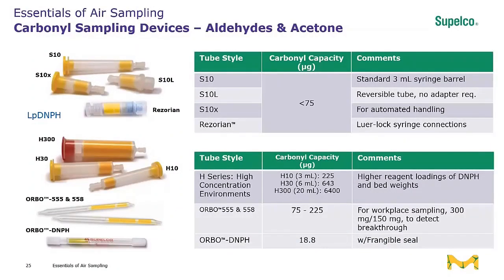Most of the methods that are referenced are based on the EPA method TO-11A, NIOSH 2016, and there are others, and the typical carbonyl capacity is less than 75 micrograms. However, other devices are available for greater carbonyl capacity, particularly if your environment is expected to have a higher concentration. And for these types of devices, there typically is not a backup bed, with the exception of the ORBO 555 and 558 style, which are the industrial hygiene type devices that have the backup bed.